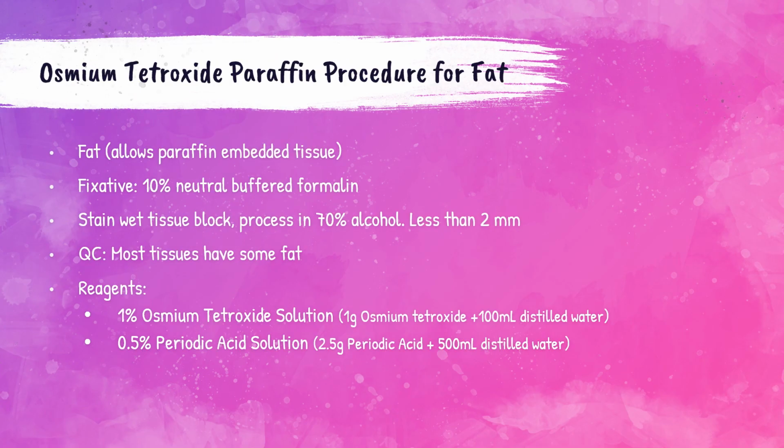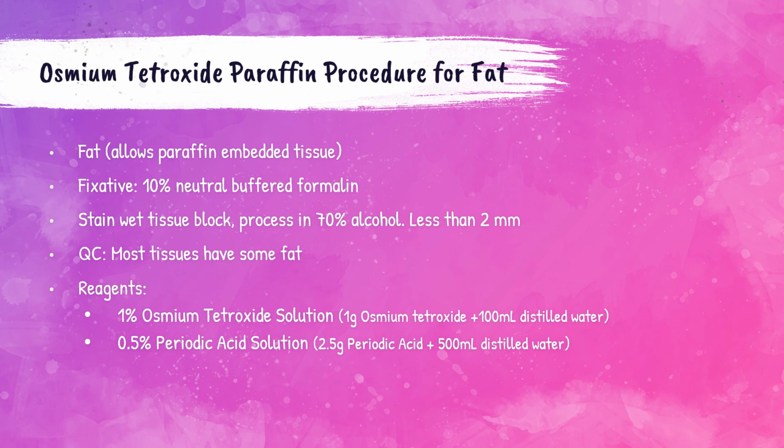The osmium tetroxide paraffin procedure for fat allows for the tissue to be embedded with paraffin. In this stain, the osmium tetroxide combines with the fat and blackens it. Tissue should be fixed with 10% neutral buffered formalin. The tissue block should be wetted, then processed beginning in 70% alcohol.